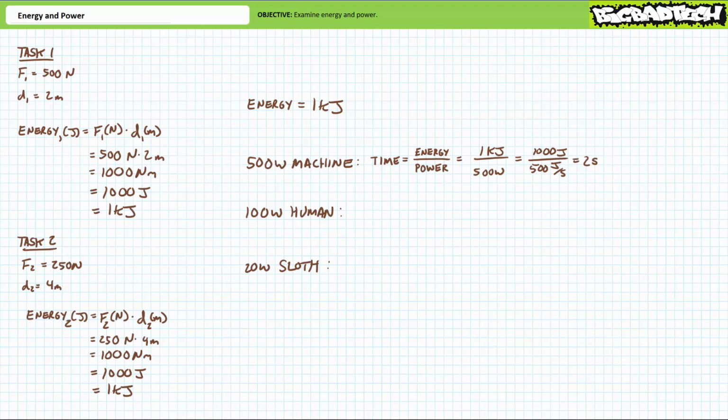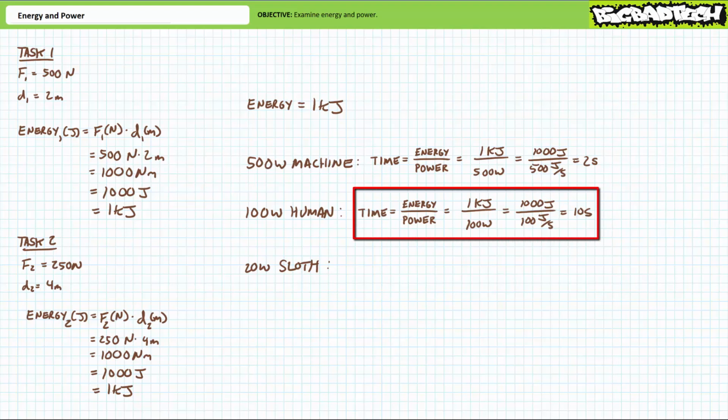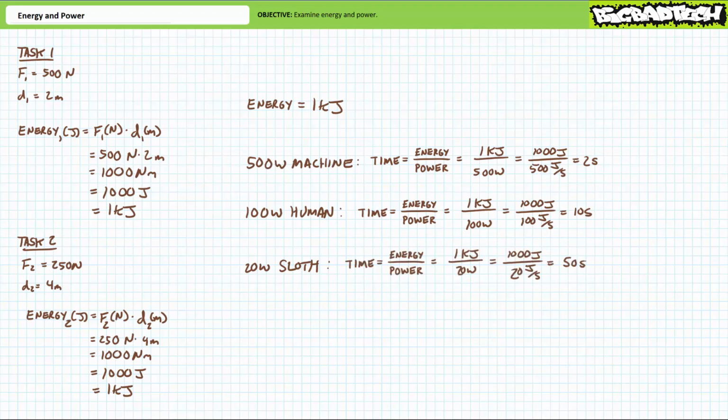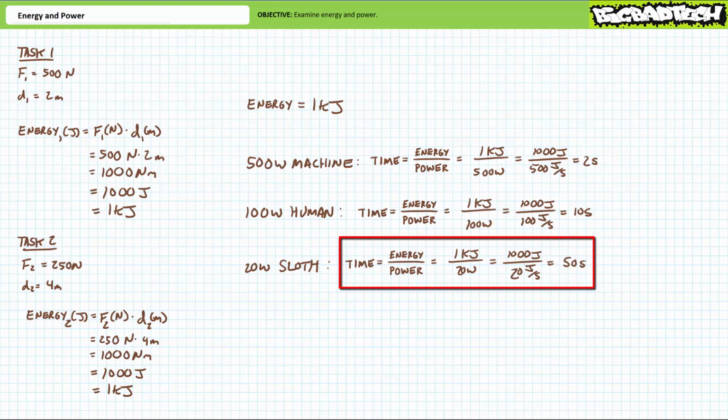Let's examine the other less powerful options. Consider the 100-watt human. Time is energy divided by power. 1 kilojoule divided by 100 watts, or 100 joules per second, demonstrates the 100-watt human is capable of delivering the necessary 1 kilojoule of energy over a longer span of 10 seconds. Consider the 20-watt sloth. Time is energy divided by power. 1 kilojoule divided by 20 watts, or 20 joules per second, demonstrates the 20-watt sloth is capable of delivering the necessary 1 kilojoule of energy over a much longer span of 50 seconds.